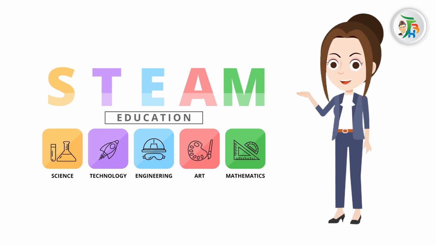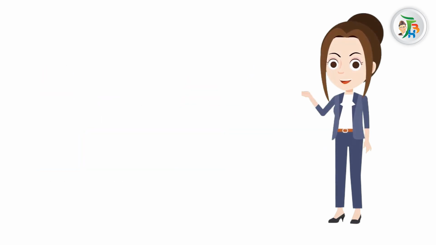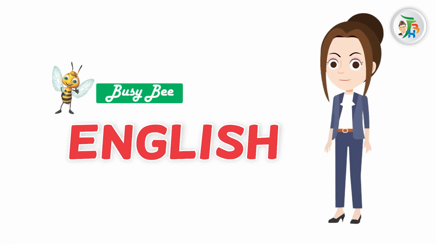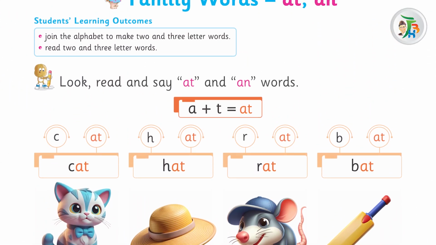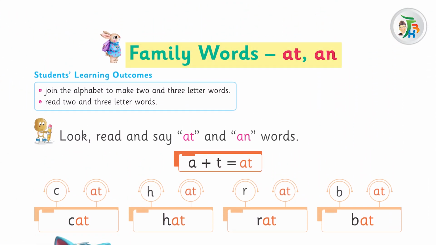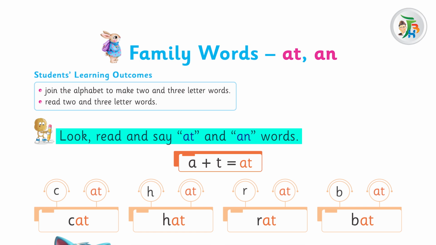Welcome to STEAM Education. Dear teachers and students, we are reading Busy Bee English Prep class, and in this video we are going to learn about family words at and an. Look, read and say at and an words.